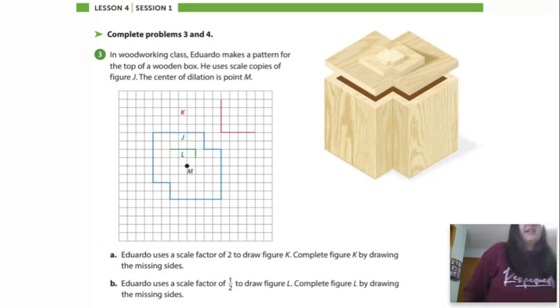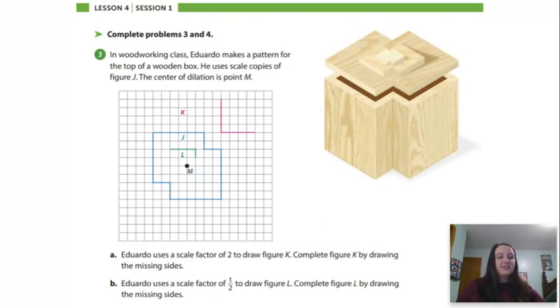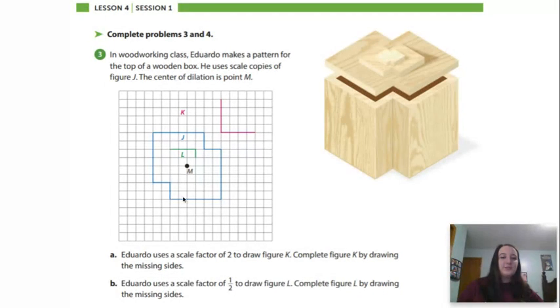Then for question 3, it says that you're in a woodworking class and Eduardo makes a pattern for the top like so, and he wants to use scale copies. So you need to finish the drawing of L and K to show the scale drawing for part A, and then part B says to use another scale drawing. So for figure K, you're using a scale factor of 2. So remember, you're going to multiply all of your original by 2. And for L, it's asking you to do a scale drawing with a scale factor of 1/2. So then you're going to multiply all of your original points by 1/2 to draw your figure L.